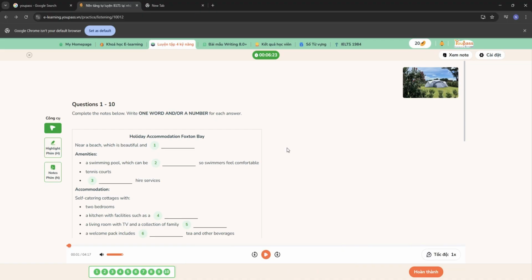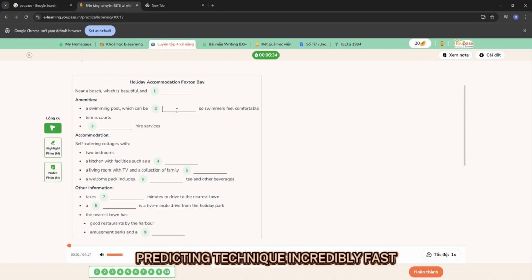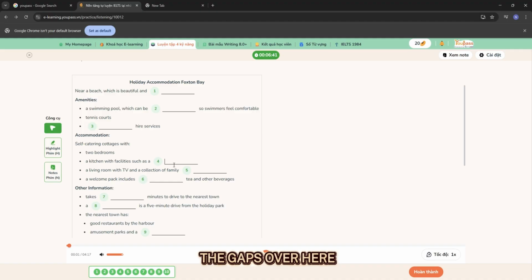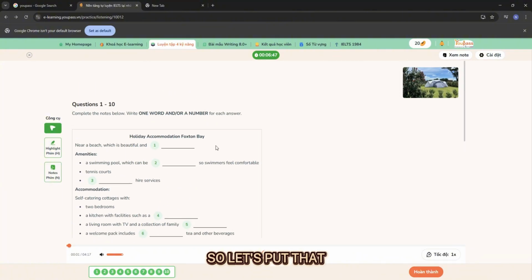And in practice or in the real exam situation, I will be doing that kind of answer predicting technique incredibly fast, maybe just on the spot when I'm reading the gaps and listening to the audio at the same time. So let's put that into practice and see how well we do with this test, all right?